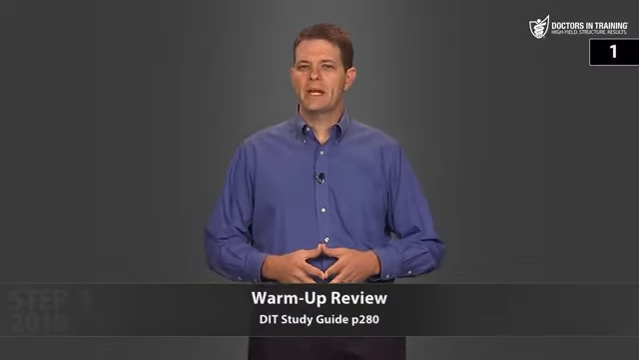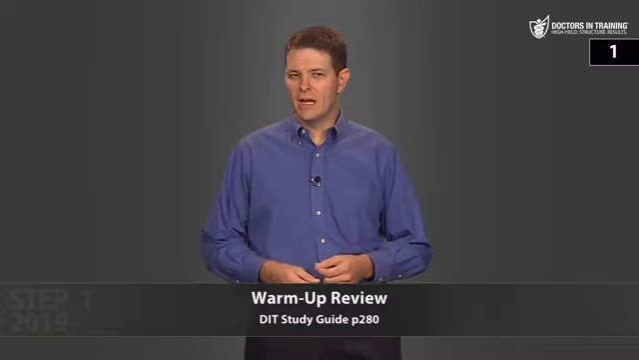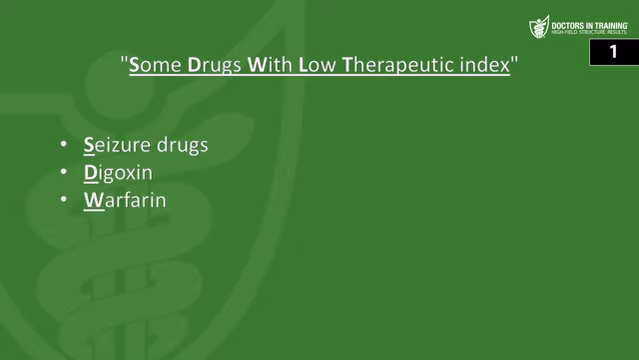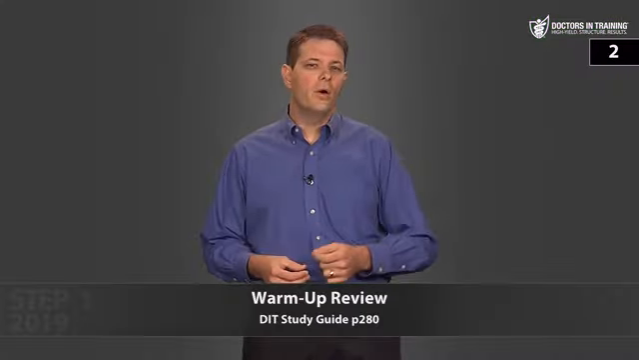Let's go over the warm-up review. First question, what are some medications that have a low therapeutic index? So the mnemonic we used was "some drugs with low therapeutic index." So the S is for seizure drugs, D is for digoxin, W is for warfarin, L is for lithium, and T is for theophylline.